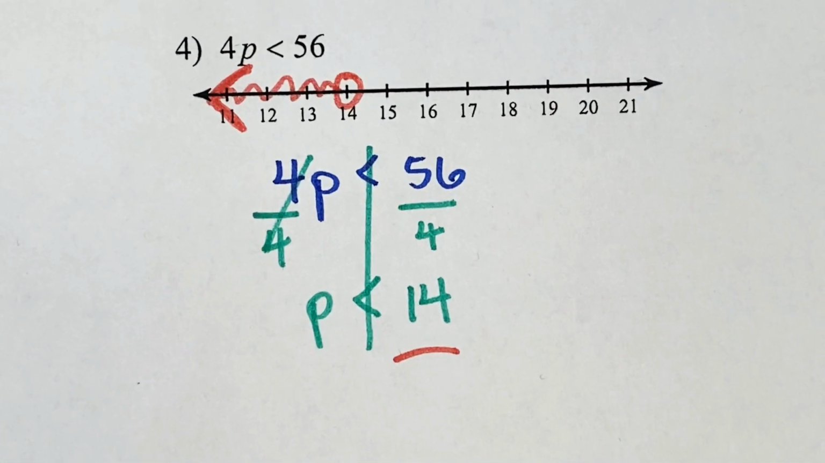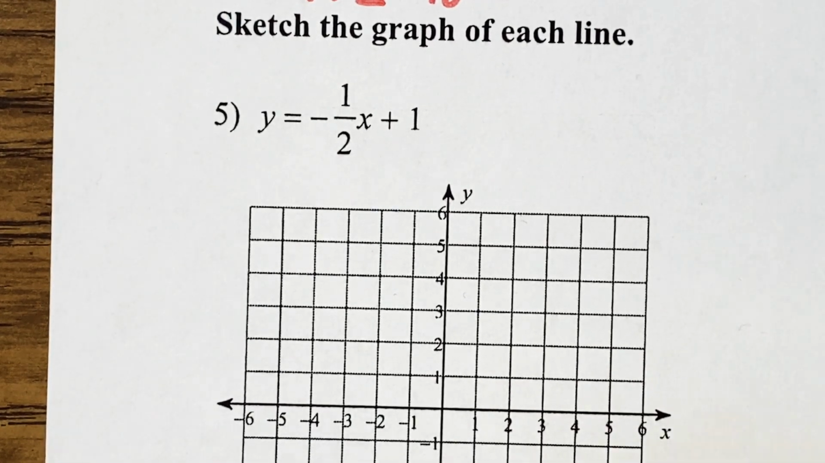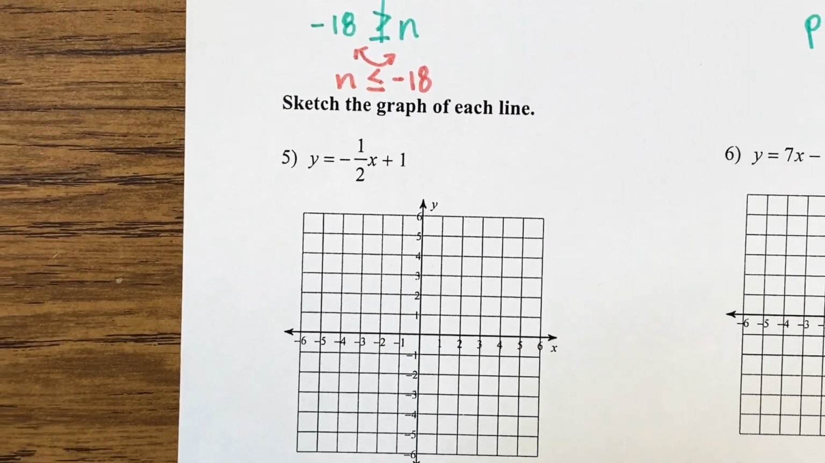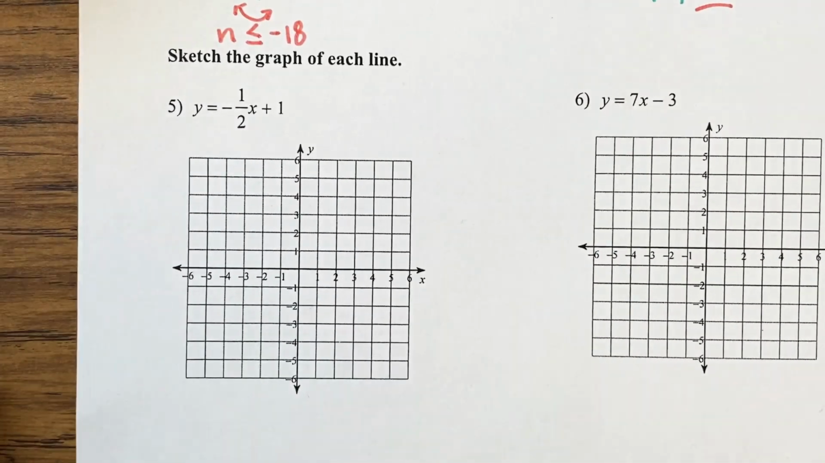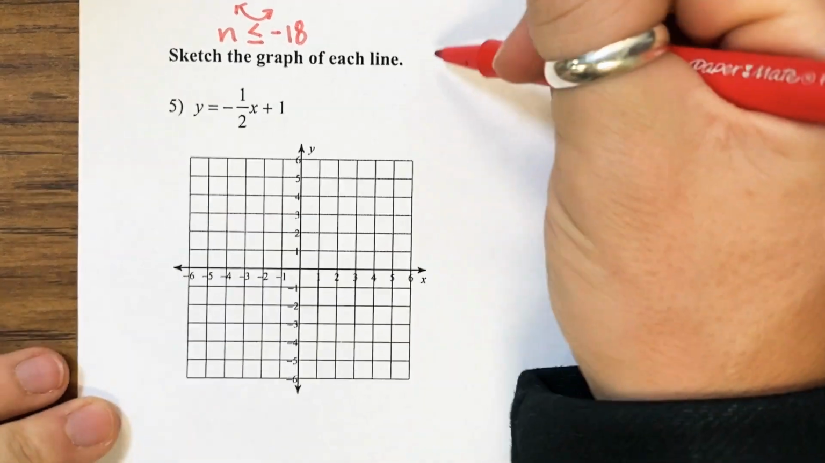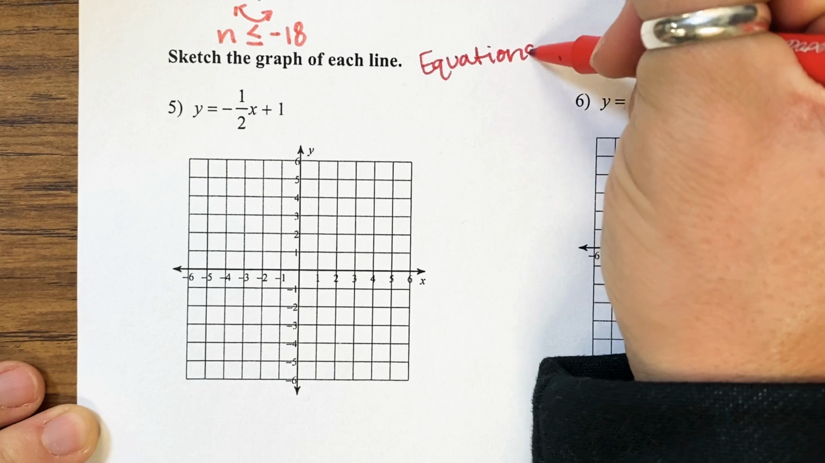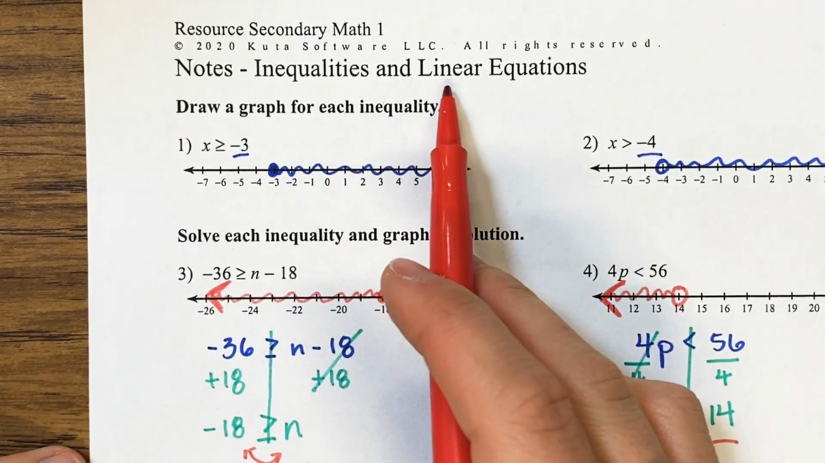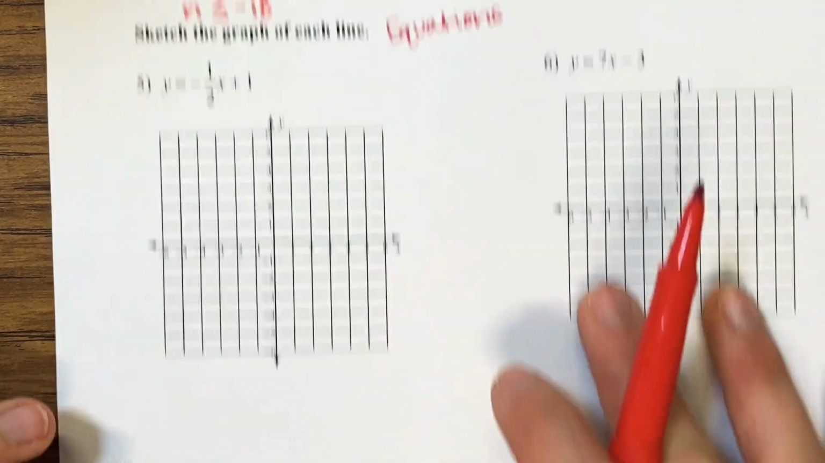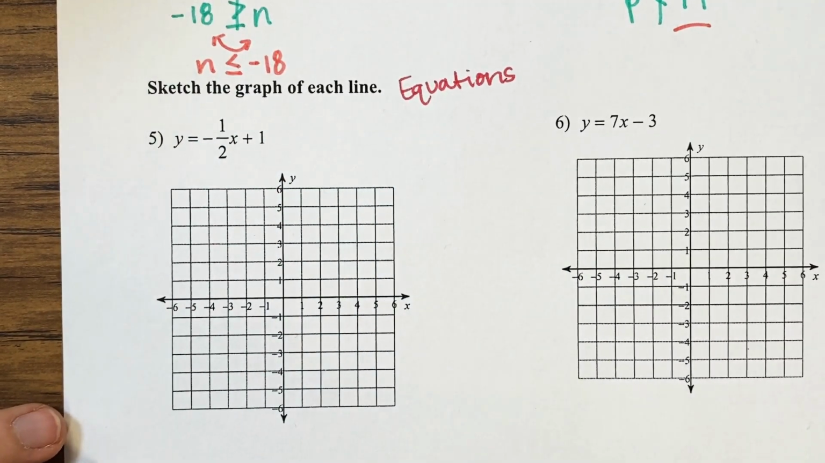Okay. Numbers 5 and 6. This is a new concept that we have not talked about. Notice we're not graphing inequalities. We're going back to equations. Notice that these are not inequality signs. At the top of our paper we have inequalities and linear equations, and that's because we have equal signs down here.